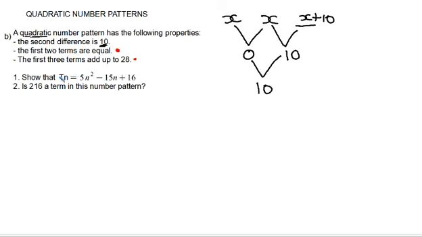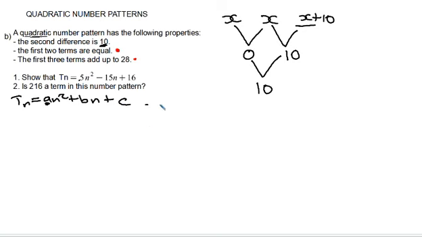The first question is saying, show that Tn is equal to this. For you to show that Tn is equal to that, we need to show that A is equal to 5, B is equal to negative 15, C is equal to 16. Remember, Tn is equal to an squared plus bn plus c. So show that A is equal to 5, B is negative 15, C is equal to 16.